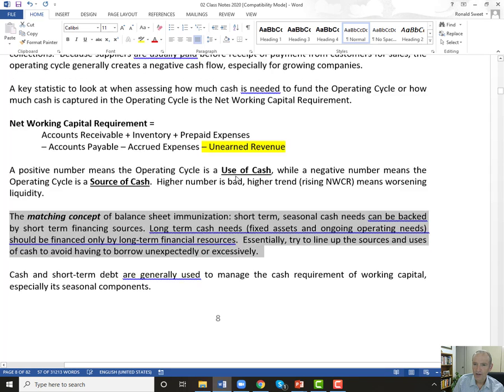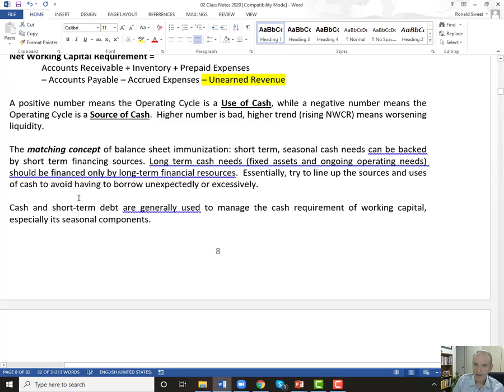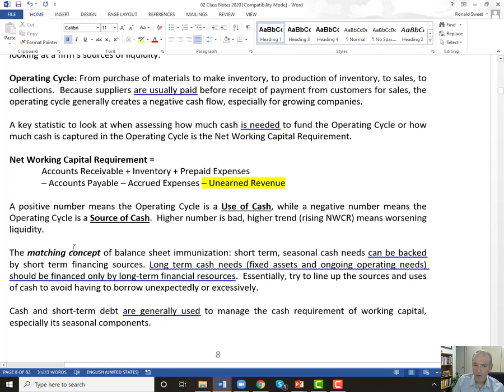This has to do with the second one of your liquidity needs. Meeting that liquidity is tied to net working capital, but what we tend to say in finance is that short-term seasonal needs for cash can be backed with short-term financing. Long-term needs for cash, fixed assets, other things, should be backed with long-term financing resources like long-term debt and issuing stock.